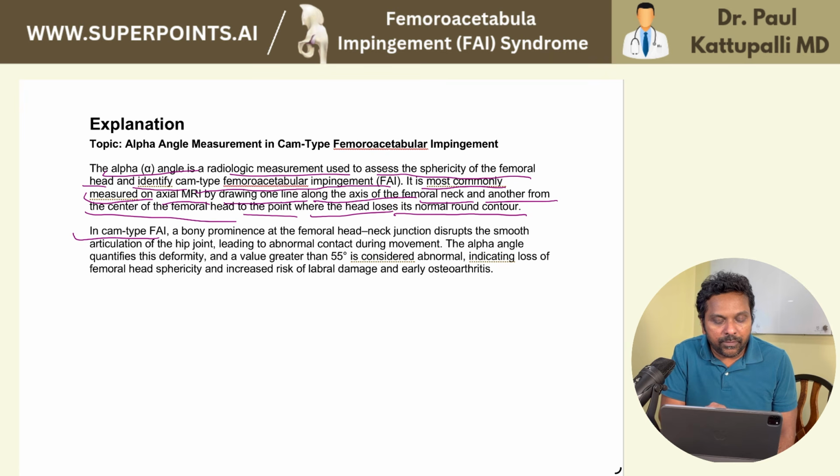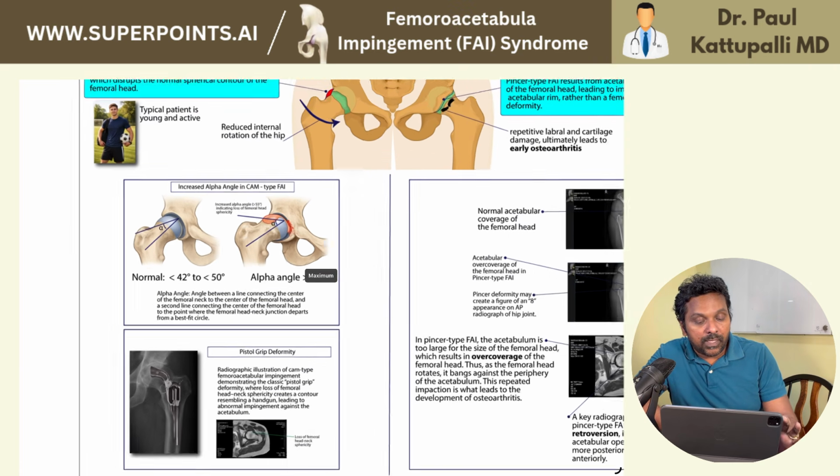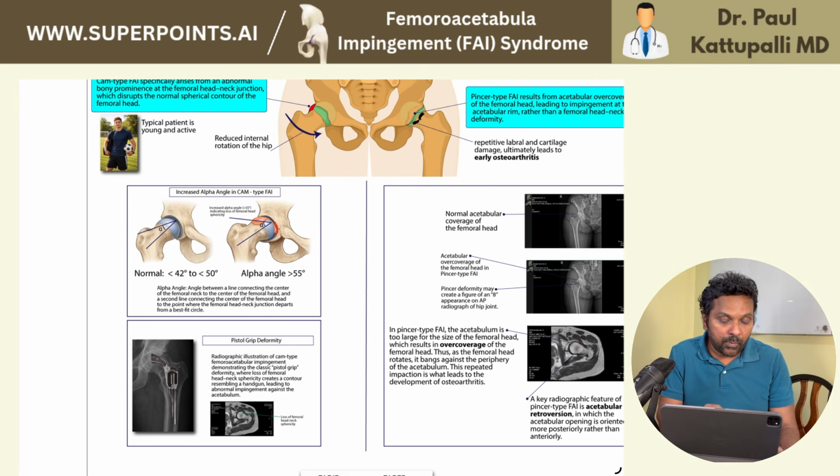In CAM type FAI, a bony prominence at the femoral head neck junction disrupts the smooth articulation of the hip joint, leading to abnormal contact during movement. The alpha angle quantifies this deformity, and a value greater than 55 degrees is considered abnormal, indicating loss of femoral head sphericity and an increased risk of labral damage and early osteoarthritis. So if you see this diagram here, folks, it is very important. The normal angle, you see, this is alpha angle.